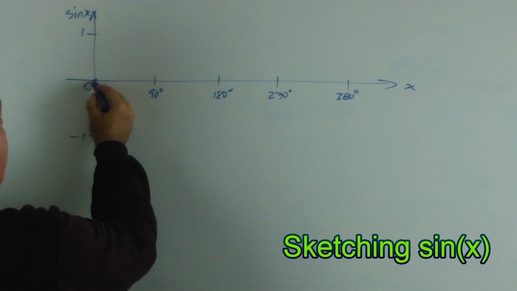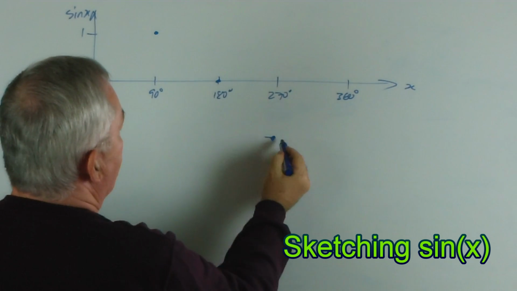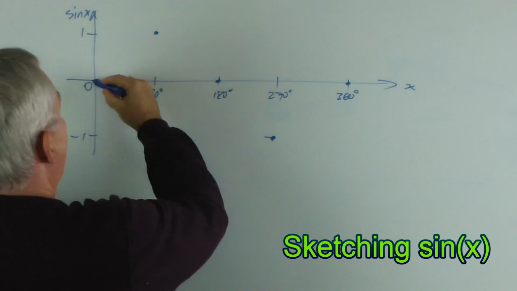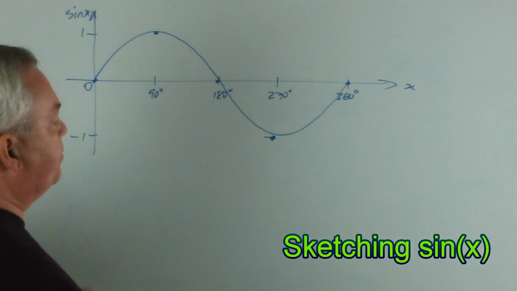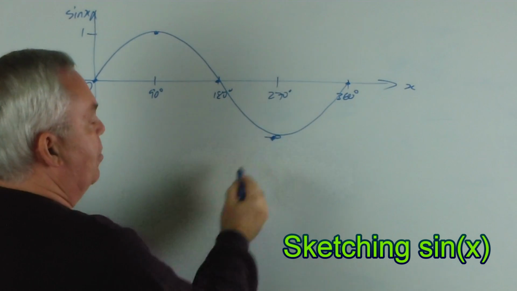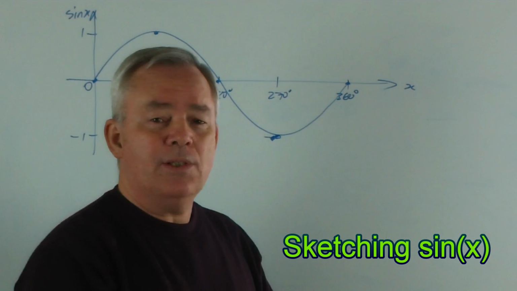The sine curve starts here and goes to there and there, level with -1 at 270 degrees and back up, and it looks something like that. It should have gone through that point. That whole process should have taken you about 20 seconds.